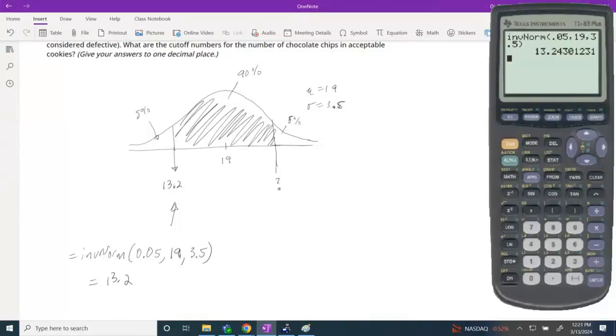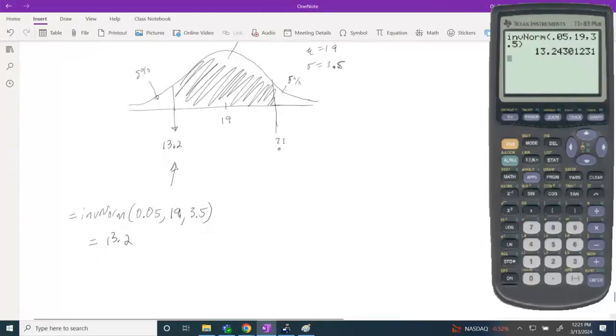Now we also want to find that top 5%, right? Because we want to find out which cookies have more than that amount of chocolate chips. They're going to discard those, right? So to calculate this other value, my calculator only calculates the area to the left. So first I have to find the area to the left. So I'm going to subtract 1 minus 0.05. So 1 minus 0.05 should give me 0.95.